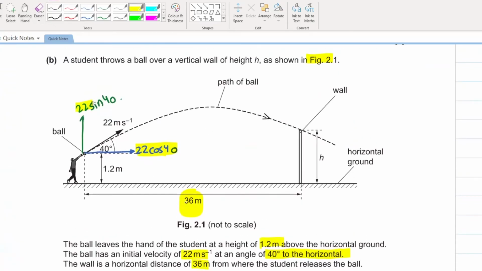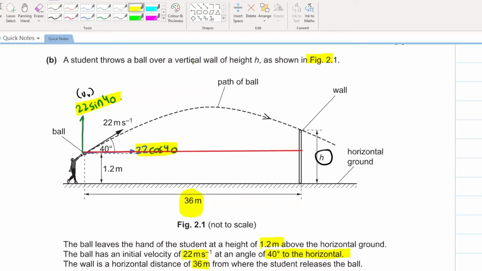Your vertical velocity is 22 sin 40. Perfect. This is your initial vertical velocity. You have to calculate this height h. But let's assume just for a minute that this red line is your level ground. Let's assume this is your level ground. Just for a minute, assume that this is level ground.